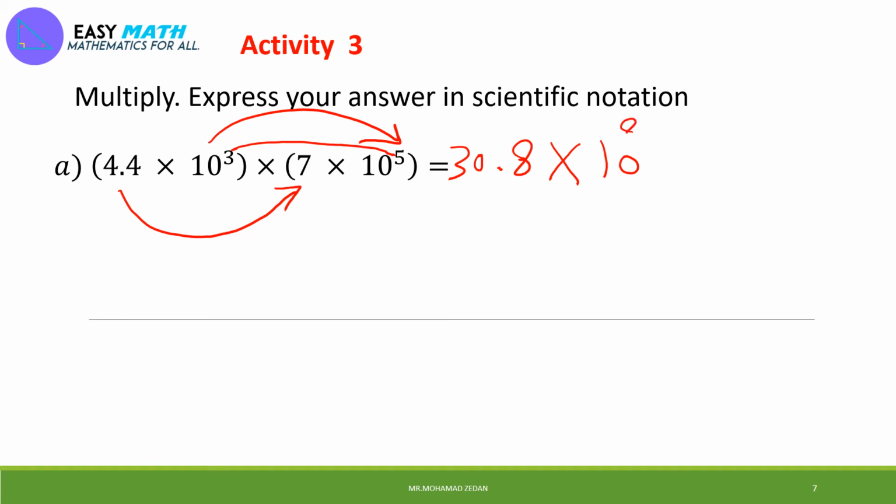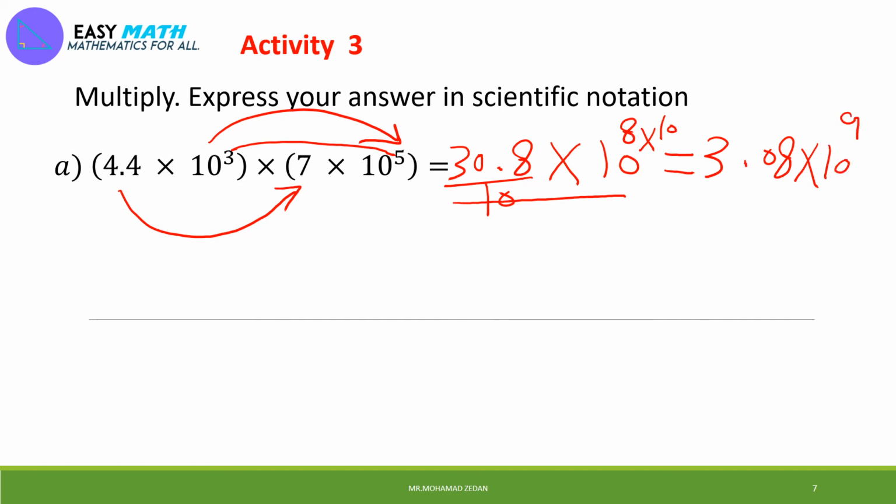It's 8. But this number, as you see, is not in scientific notation because 30.8 is bigger than 10. So divide by 10 here, and multiply by 10 here. Divide by 10 and it will be 3.08 times 10 to the 8, times 10 will be 10 to the 9. When you multiply, just add the powers.